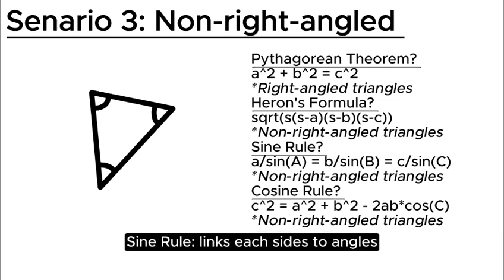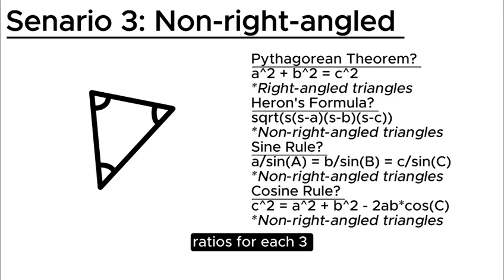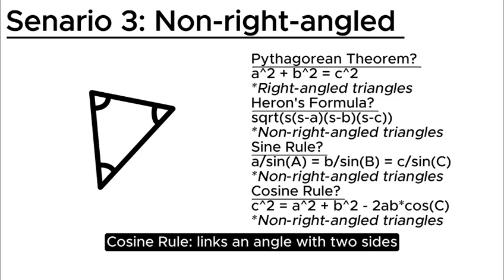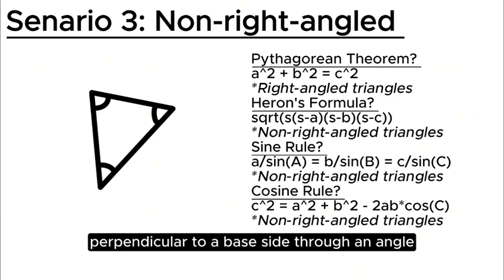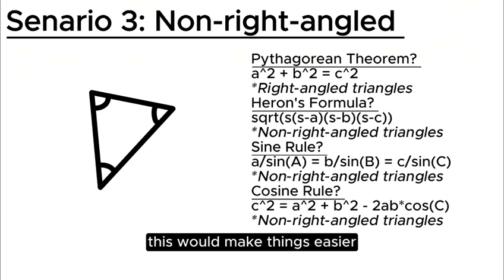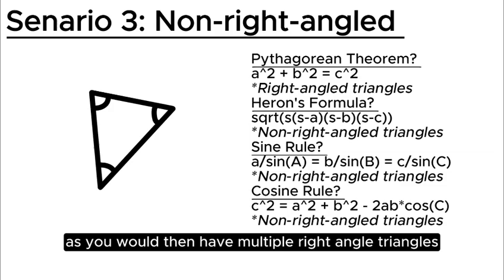Sine rule links each side to the ratio of angles for each of the three. Cosine rule links an angle with two sides, and relates to the Pythagorean theorem. When you have the chance, see if you could draw a line perpendicular to a base side through an angle. This would make things easier, as you would then have multiple right-angle triangles.